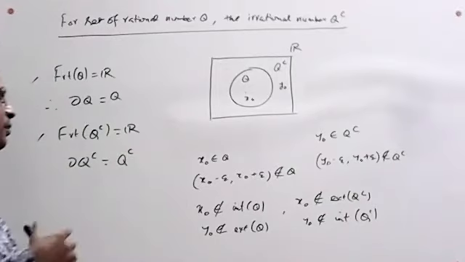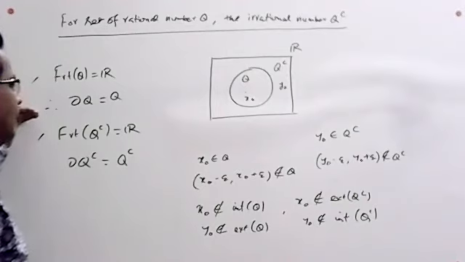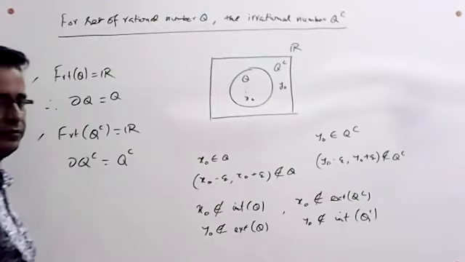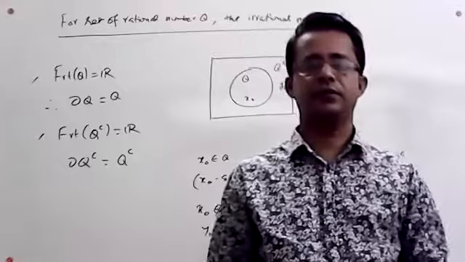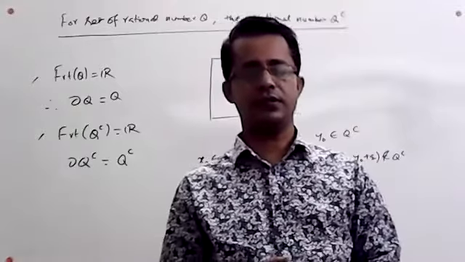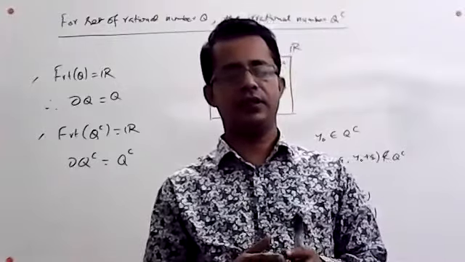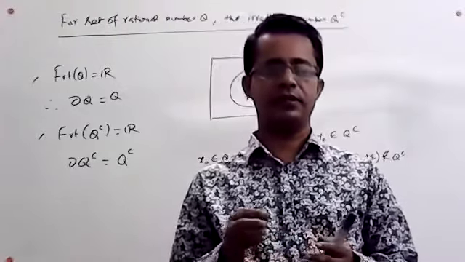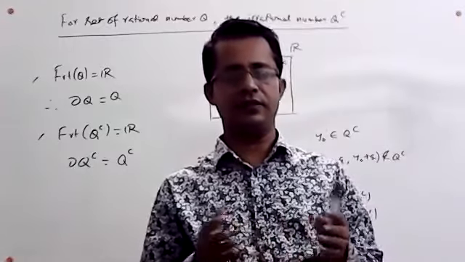So for the sets of rational and irrational numbers, the frontier points and boundary points are like this. Dear students, this was my today's discussion of frontier points and boundary points. And these points in some cases will be the same and in some cases will be different.